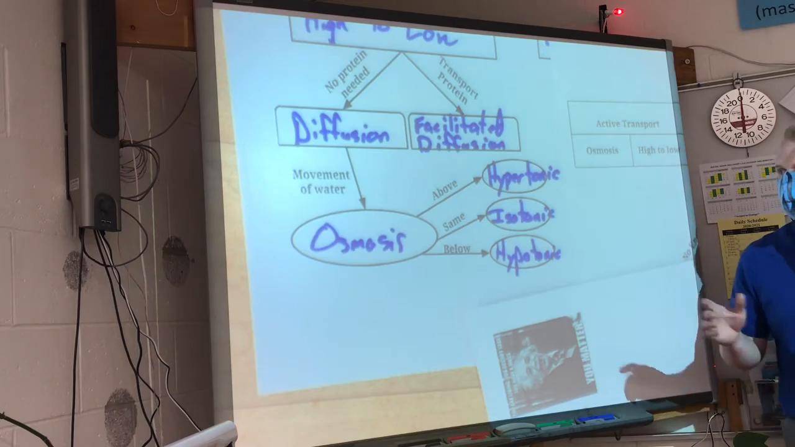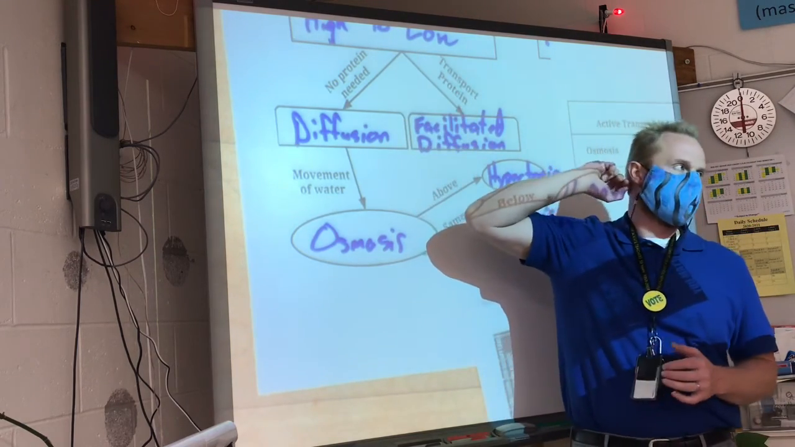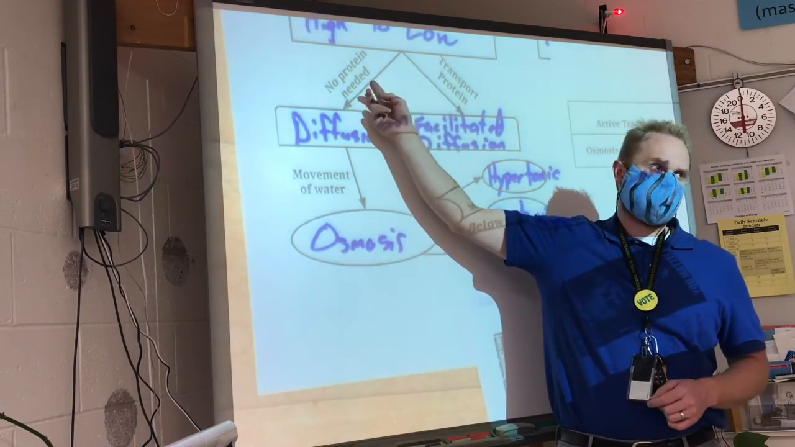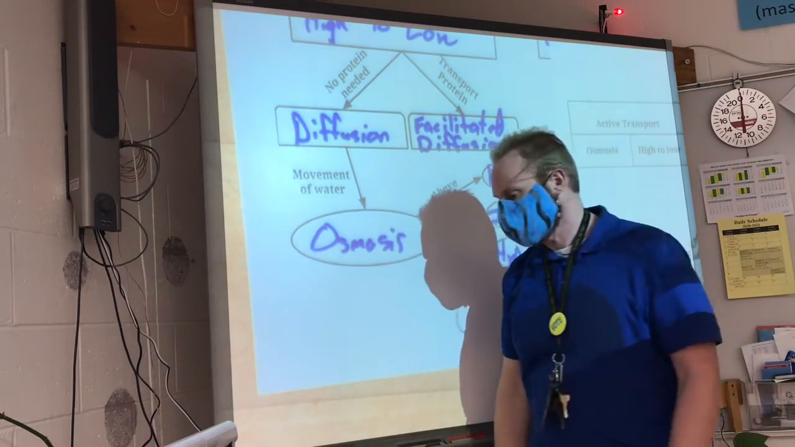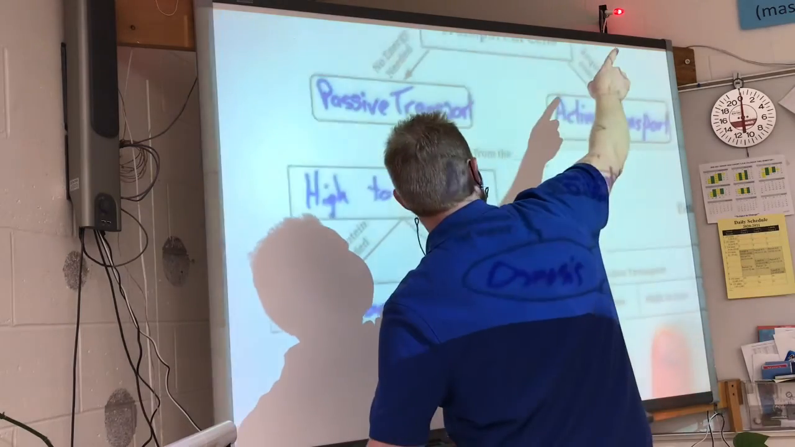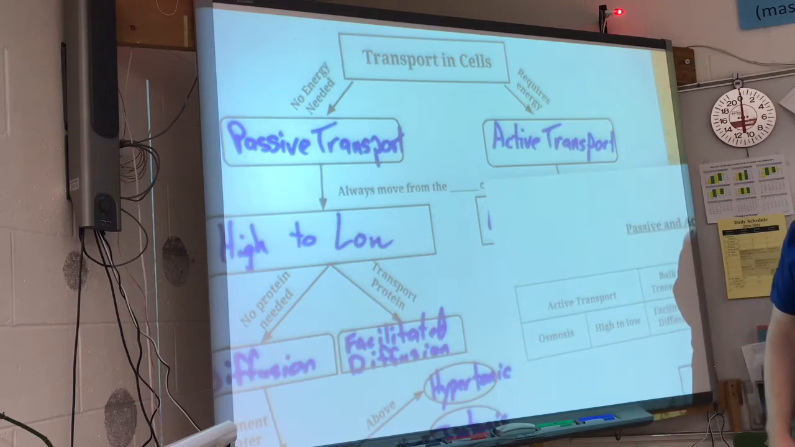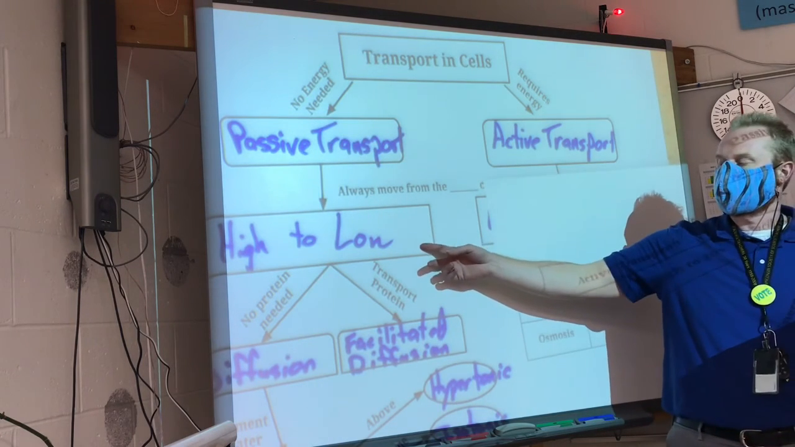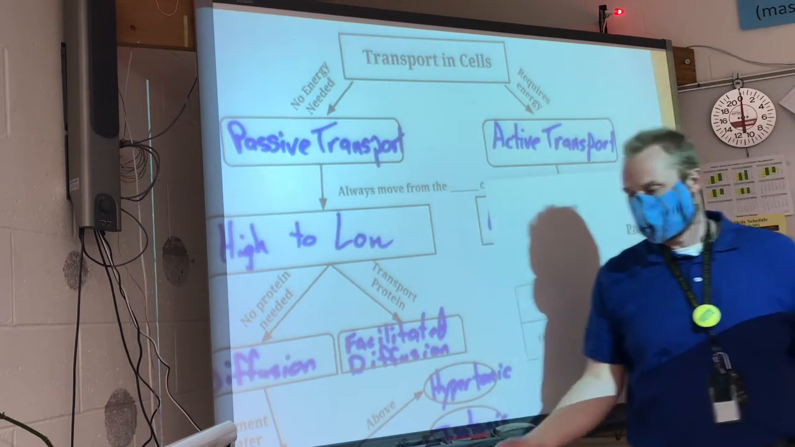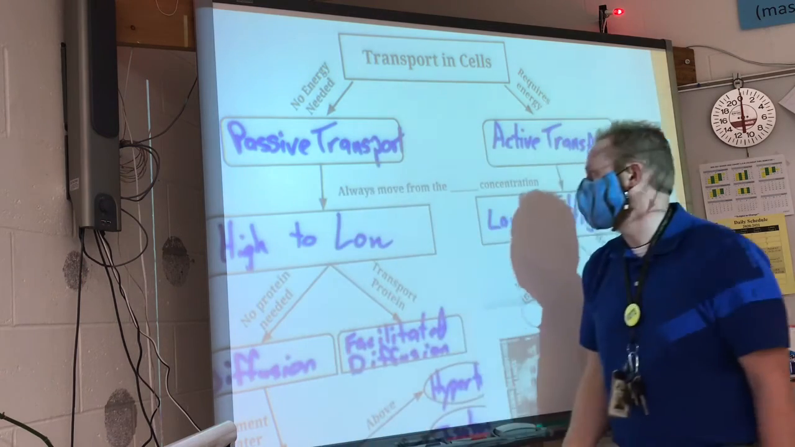All of these things, osmosis, diffusion, facilitated diffusion, are high to low. High to low. There's no energy required. Some need a protein, some don't need a protein. If we switch over to active transport, it requires energy. Now there are some forms, we're not ready for that. Active transport. Okay, so if passive transport is from high concentration to low concentration, active transport is the opposite. That is the movement of low concentration to high concentration.